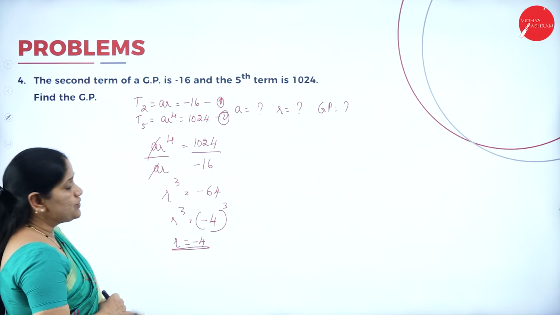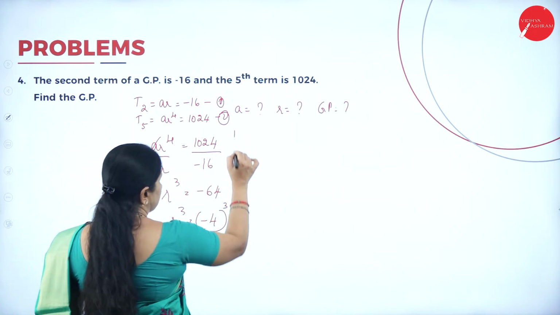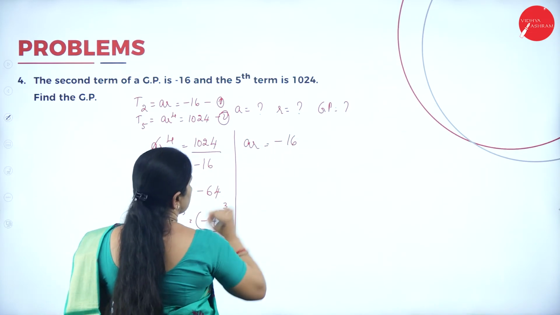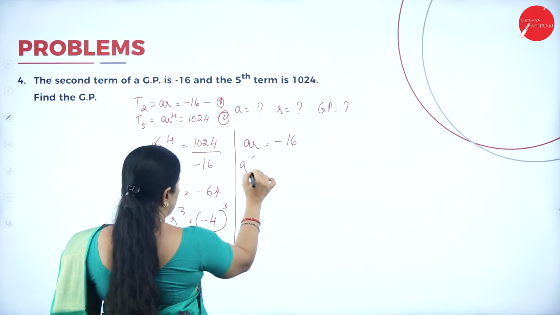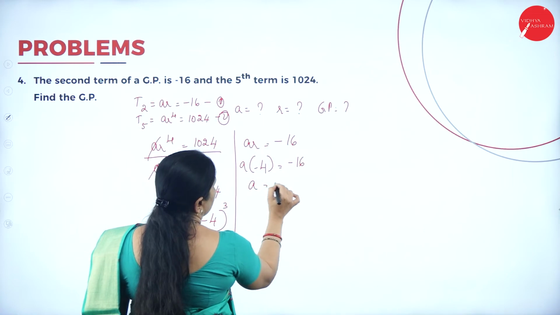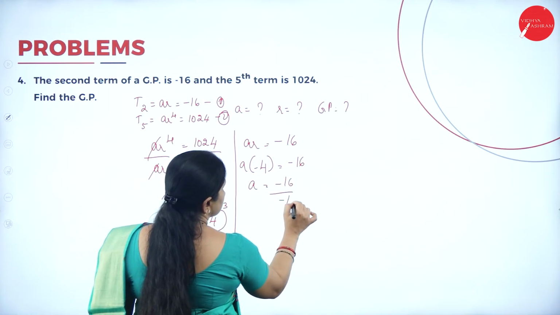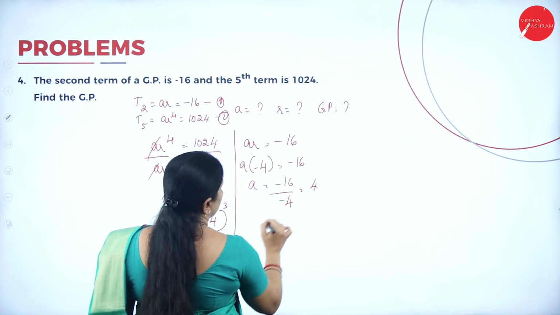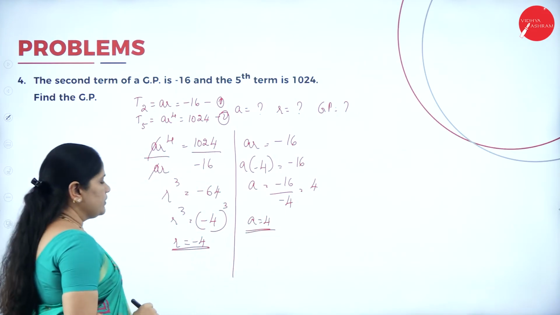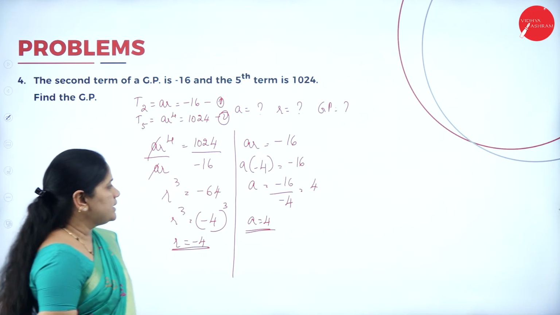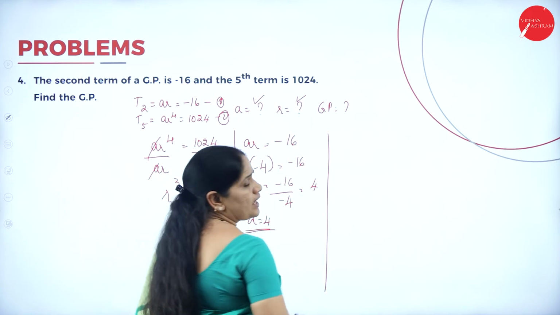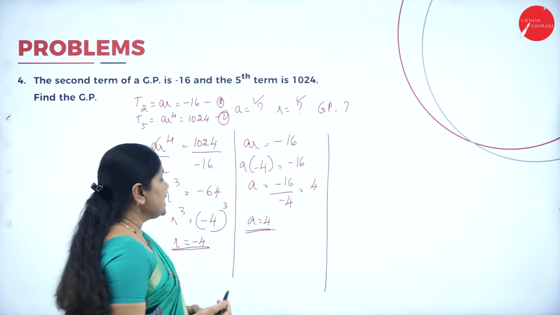Now we have to find A. So I will just write A into R equals minus 16. Then A into minus 4 equals minus 16. A will be equal to minus 16 by minus 4. A equals 4 is the answer. So A equals 4, R equals minus 4. So we know what A is, what R is. Now we have to find out what the GP is.